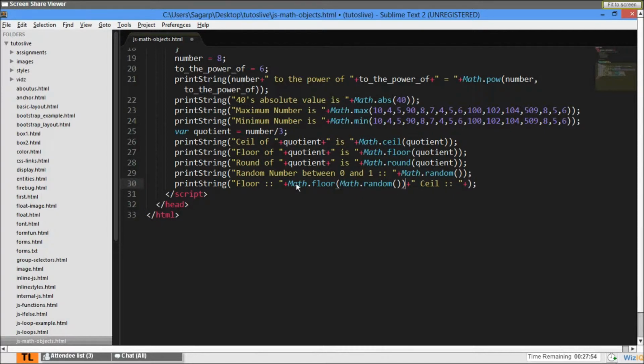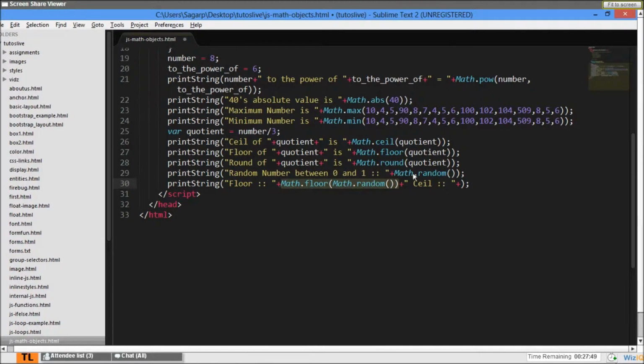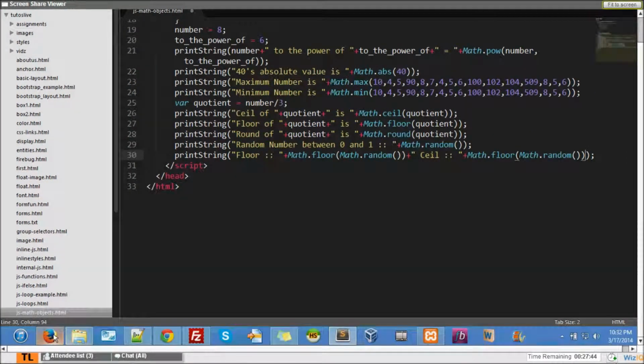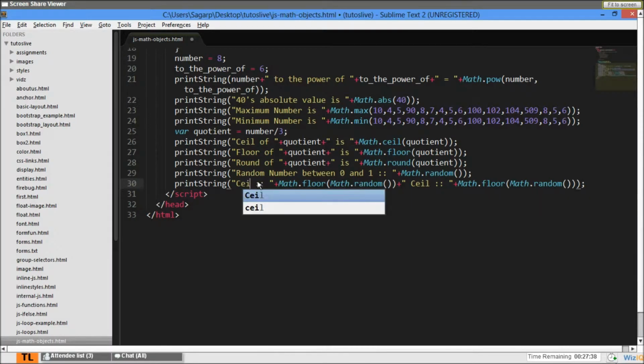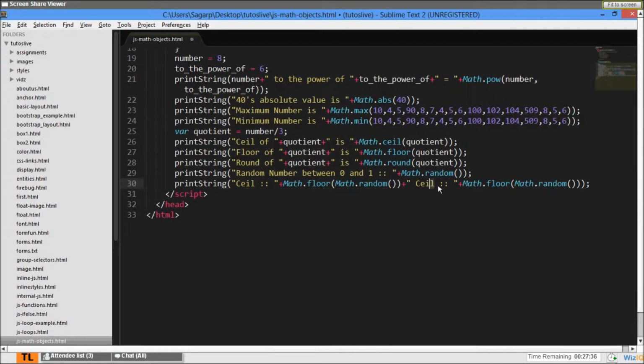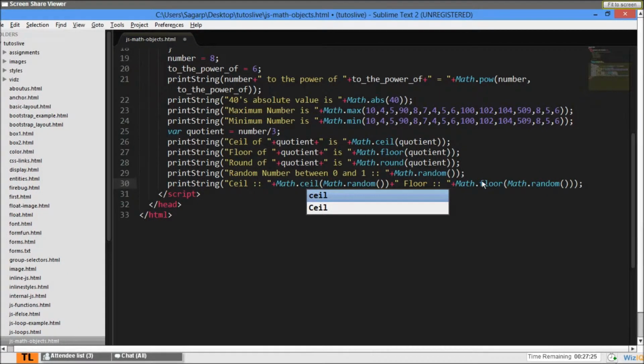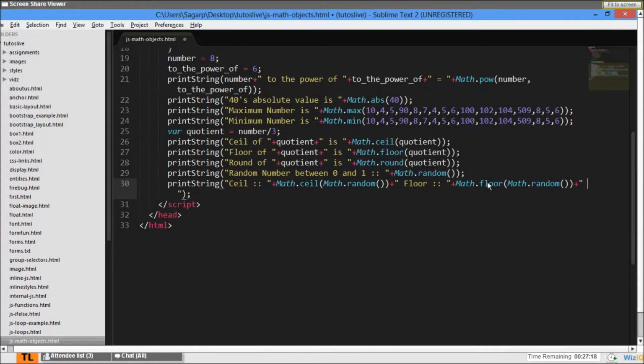So the first one is floor or ceil? The first one was ceil, right? Ceil. The second one is floor. So ceil and floor. Then the last one is round. So this is round.